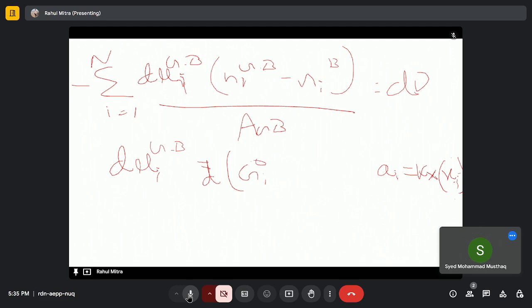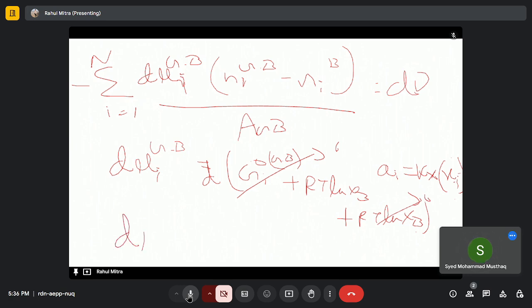Pure grain boundary plus RT log Kb xb plus RT log Kb. On differentiating, this term will turn out to be 0 because they are constants. And it will be equal to RT, and on differentiating this will turn out to be xb times dxb.